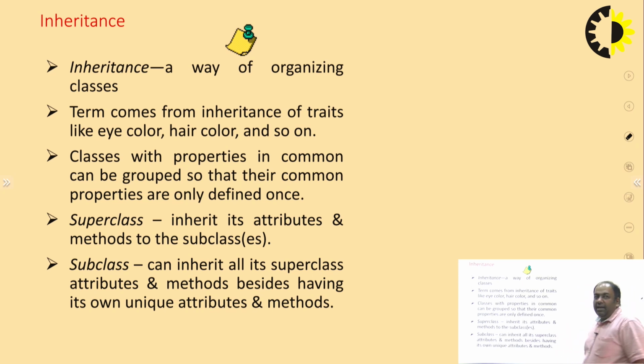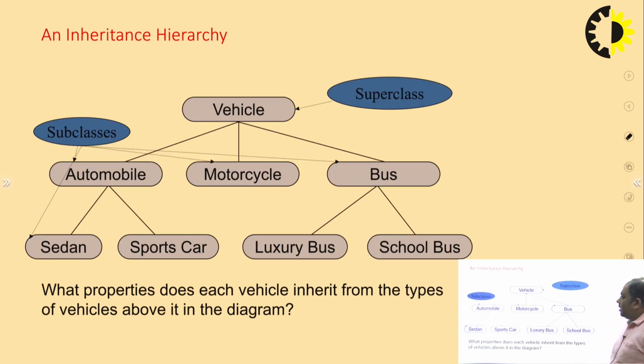Let us understand with an example. Like we have shown that the superclass is vehicle, but the vehicle is of many types. Vehicle can be automobile, vehicle can be automobile means car, vehicle can be motorcycle, vehicle can be bus. In car it can be divided also into subcategories like we have sedan, SUV and all others. Motorbike also and bus also, that luxury bus or school bus.